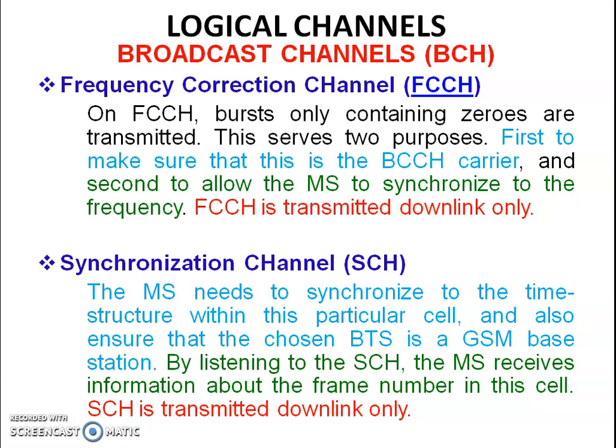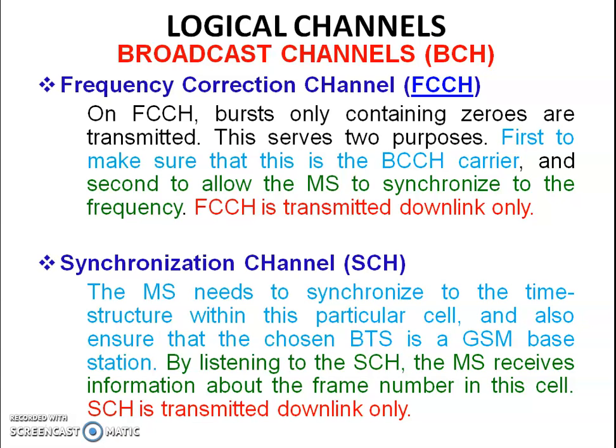FCCH is transmitted downlink only. This is only a downlink logical channel, which is carrying synchronization and frequency correction information, so that the correct frequency can be synchronized. When the downlink sends some frequency channel, it has to be correctly tuned by your mobile station so that the transmit and receive frequencies exactly match as a pair.